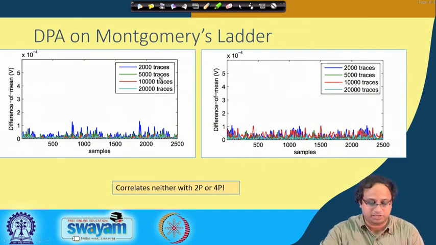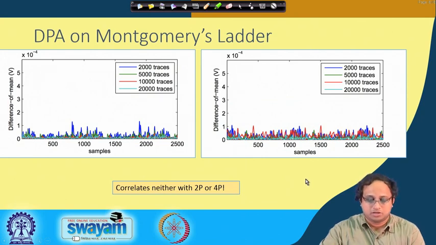So you can see, for example, that in the same case when you adopt Coron's technique, the correlations that we were getting to distinguish between the key bit being 1 or the key bit being 0 are now gone. Even with quite a large number of traces, around 20,000, there is no correlation with 2p or 4p, and therefore Coron's blinding technique works quite nicely.